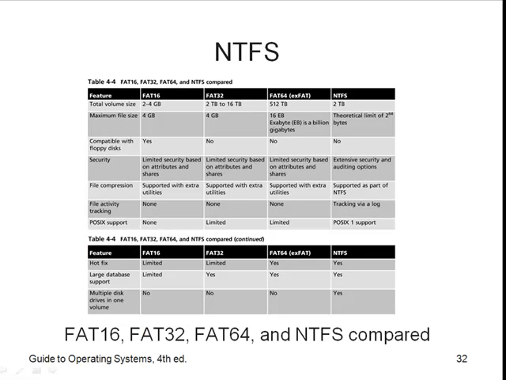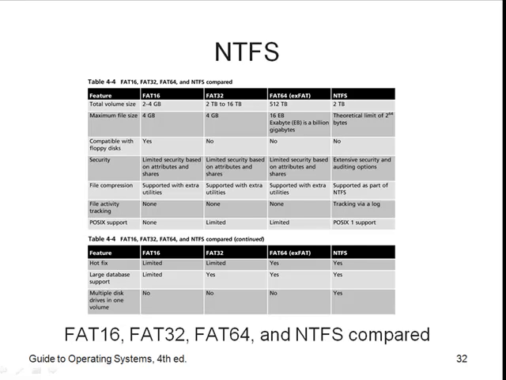This is just a table that should be in your book, that compares FAT16, FAT32, FAT64 or exFAT, and NTFS. Some of the more important things were things like the total volume size, the maximum file size. FAT16 and FAT32, of course, were compatible with floppy disks. FAT64 and NTFS are not. You have limited security features all the way up to FAT32 and exFAT, but NTFS has extensive security and auditing operations available for you.